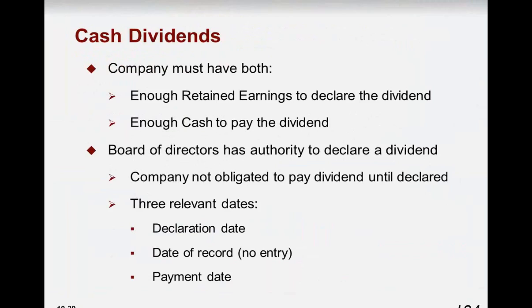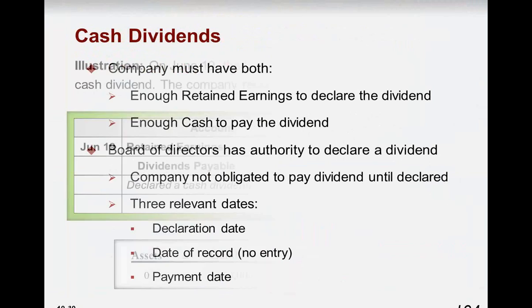There is the declaration date. This is the date that the board of directors declares that there's going to be a dividend. There's the date of record. So when they do a declaration of dividends, they will say something along the lines of, we're going to pay 10,000 in dividends out to the stockholders of record as of January 31st, 2014. So if I owned stock in the company on January 31st, 2014, I would get a dividend. If I sold stock the day before and I'd owned it for years and years, I would not get a portion of that dividend. And then there's the payment date, the date that the payment is actually made.